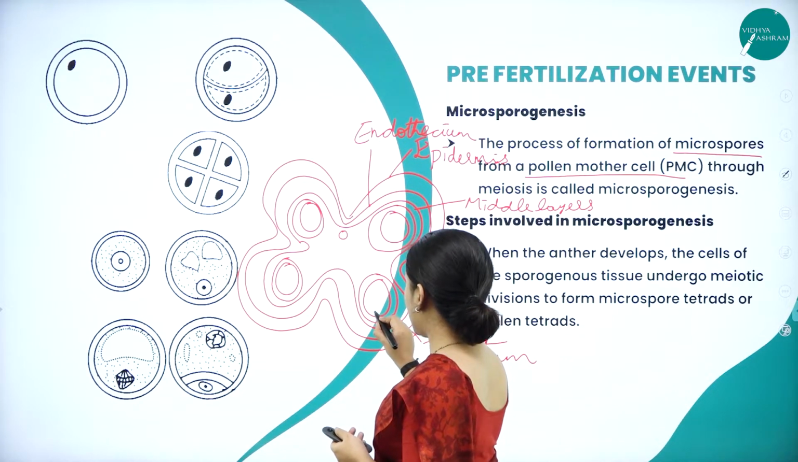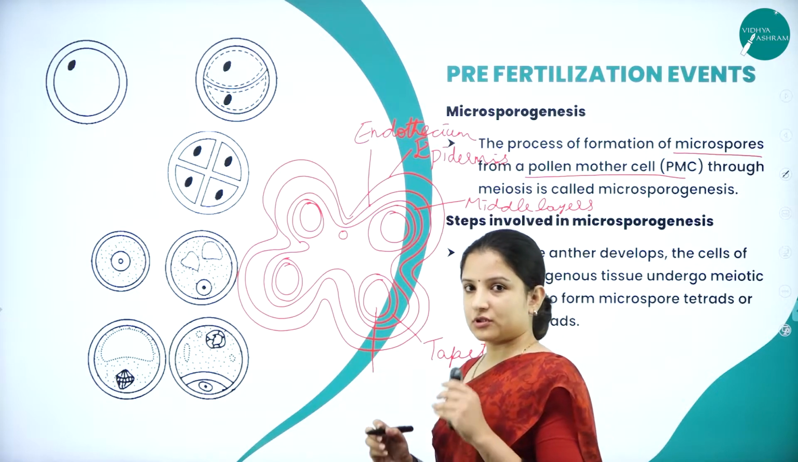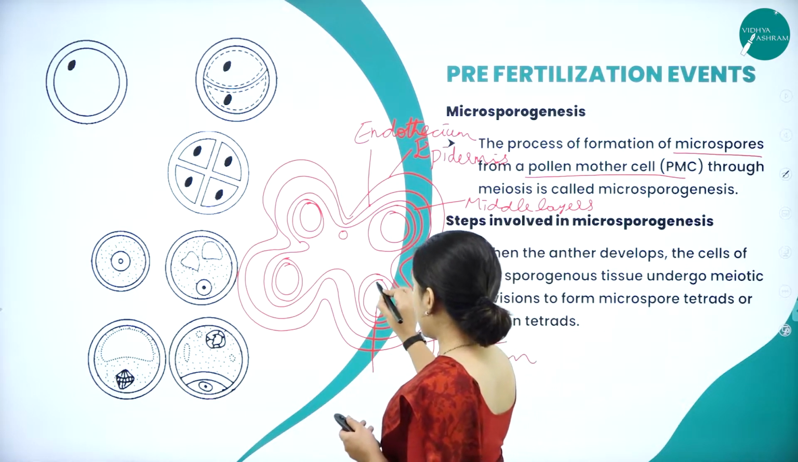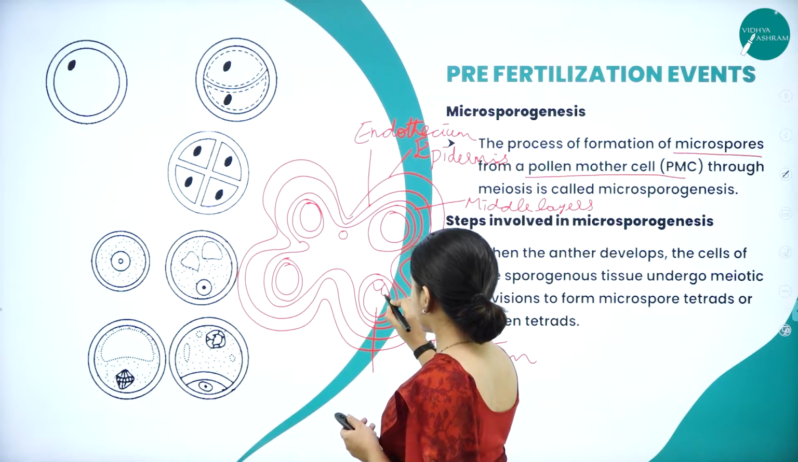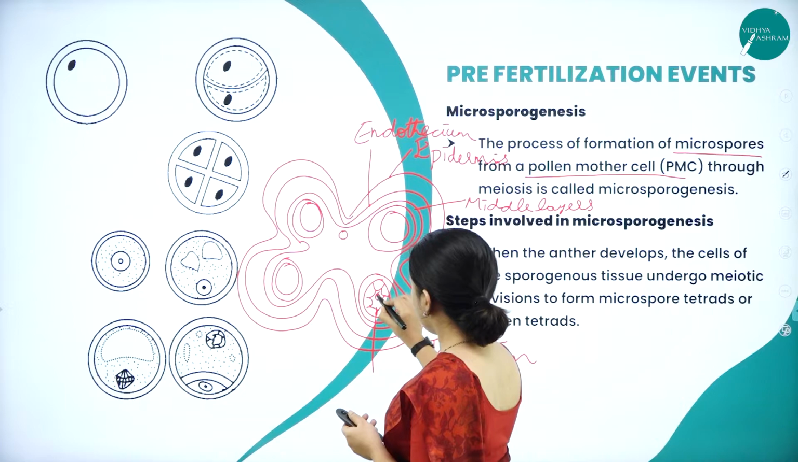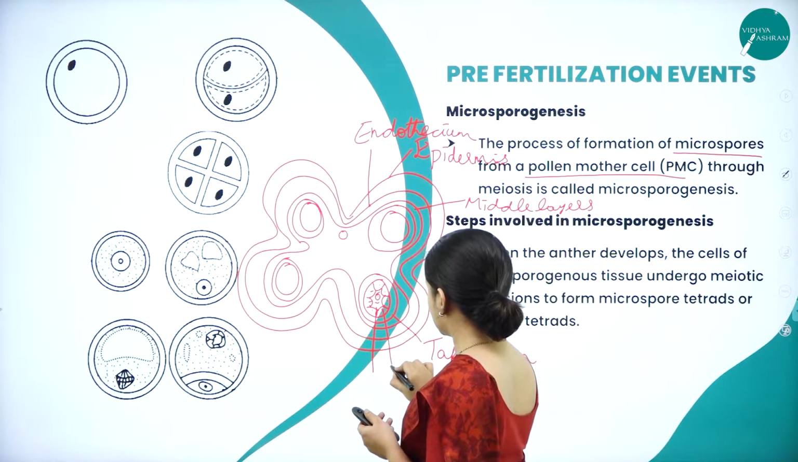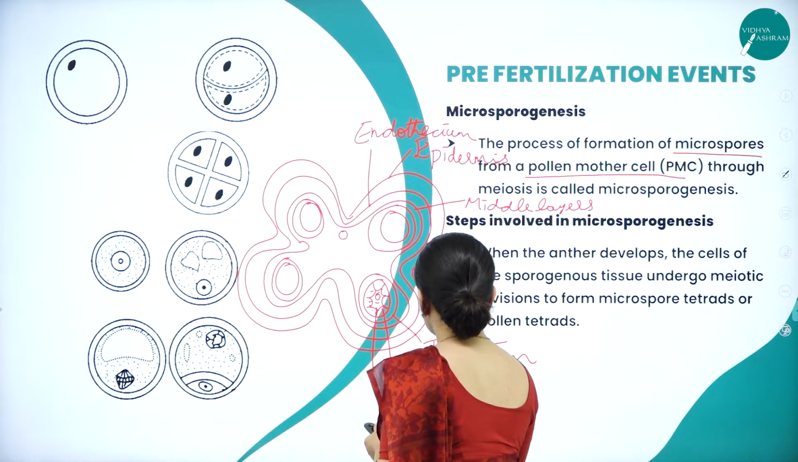Inside this, you have the microspores. Before that, you will have the sporogenous tissue. What is a tissue? A tissue is a group of cells. So this is the sporogenous tissue.